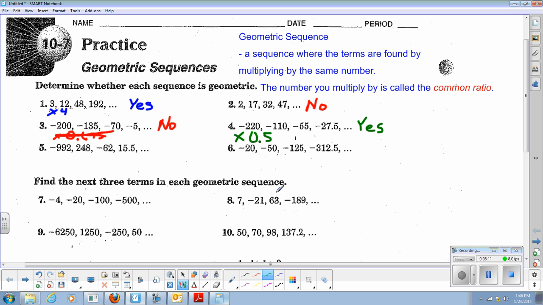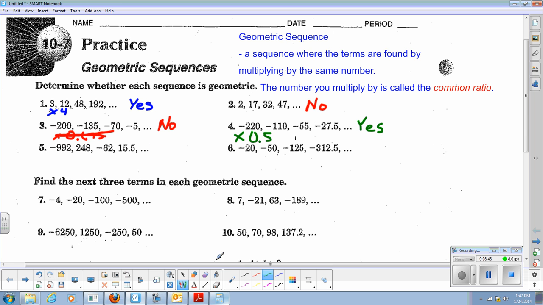So this is yes. Lastly, let's take a look here. Number 5 goes from negative to positive, then positive to negative, so the negative signs are alternating. Notice that the first term is negative, second term positive, third term negative, fourth term positive. When you see a sequence like this, there's a real good chance you are multiplying by a negative number. When you start seeing the negative signs alternating, you're probably multiplying by a negative number.